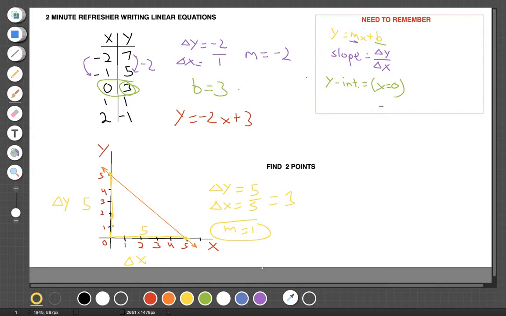Okay, then I need to find the b, my y-intercept. Well, that is literally where it crosses the y-axis. It's that point right there. And so my b equals 5. I'm going to put this into an equation. Y equals 1x plus 5, or just y equals x plus 5. Slightly longer than 2 minutes, but this is an important one.